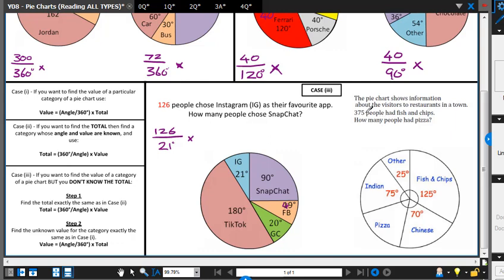Same here. We have these fish and chips. The pie chart shows information about visitors to restaurants in the town. 375 people have fish and chips. So just put that in, write it in straight away. How many people had pizza? So value divided by the angle, multiply by the angle of the category we want. So do that now, see what you get. Stop the video and come back.